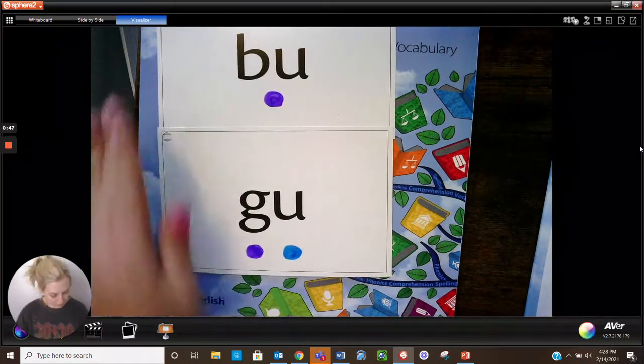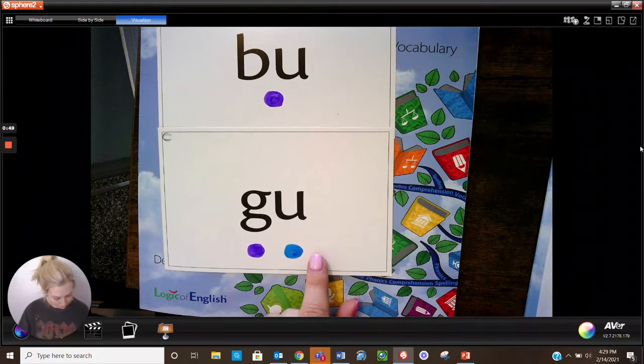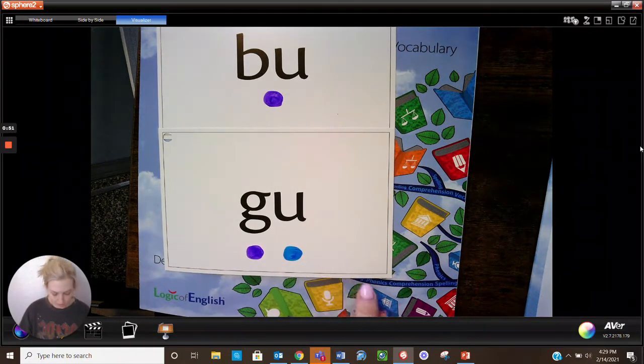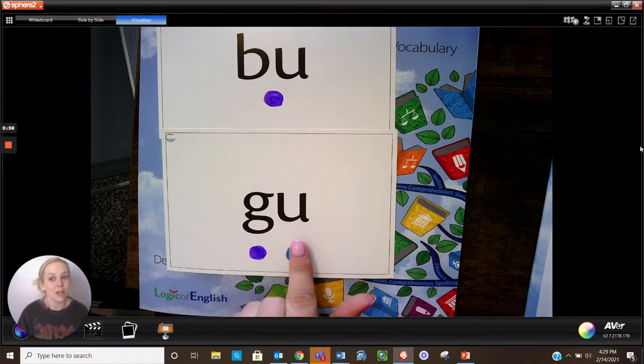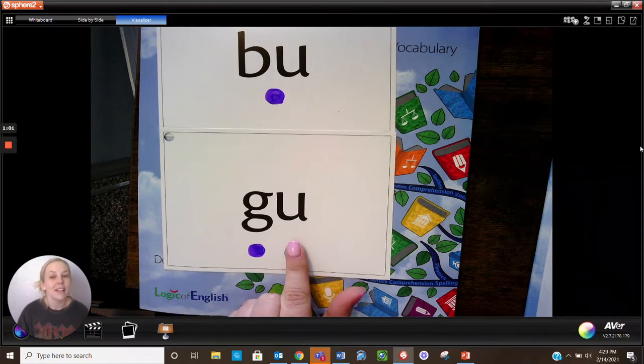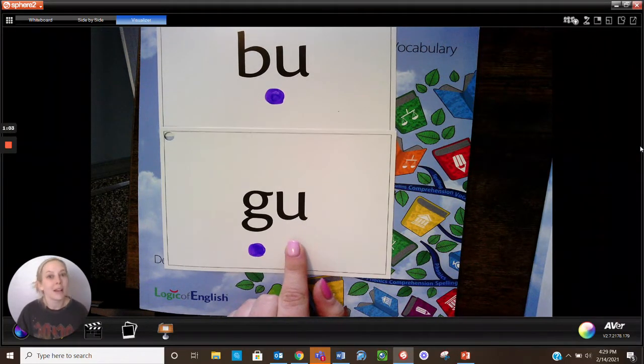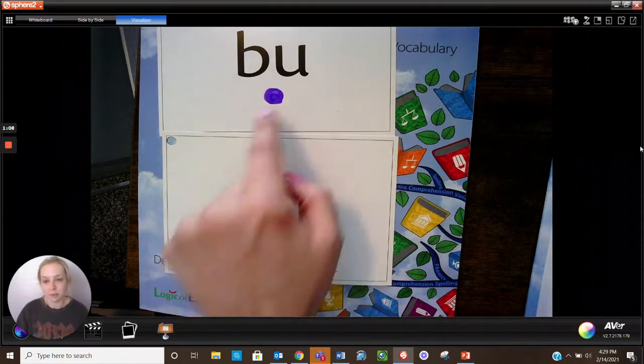And then this one down here is related to this one up here. And this says G. It does have a second sound, but we're going to ignore that for right now, okay? So this is G. Again, make sure you're not saying G. All right? G. B. G.